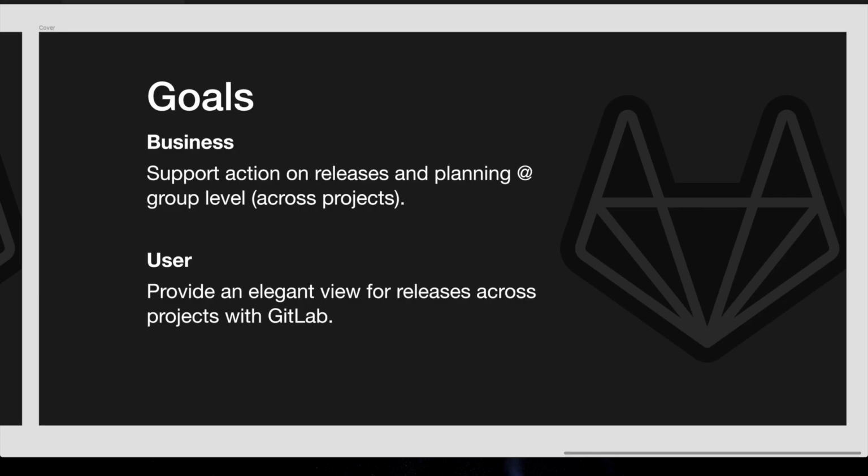This project has a couple of goals. Based on problem validation, we've learned that our customers need the ability to support action on releases and planning at the group level, so across multiple projects. And for the users, we want to provide an elegant view for those orchestrating releases across many projects and repos with GitLab. So pretty much we want to help users answer the question, what am I releasing across all my instances and groups? This is not a new topic.